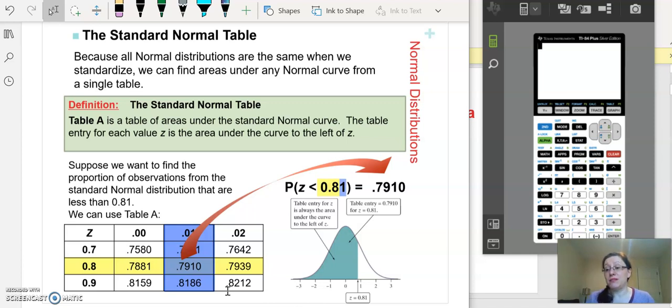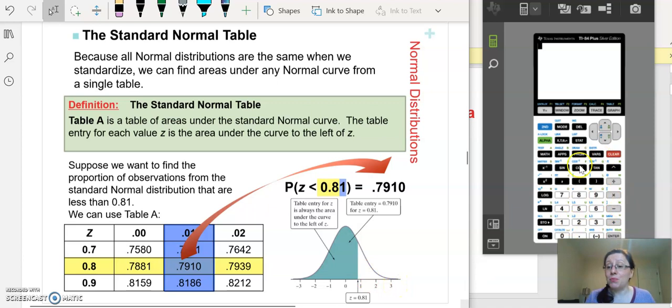Four decimal places is typically what we would do for proportions. Now, on the graph, if you look, 0.81 is slightly less than 1 standard deviation above the mean. You shade everything below it, right? And it makes sense that it's about 79% of the data because, remember, under the curve is 100%.